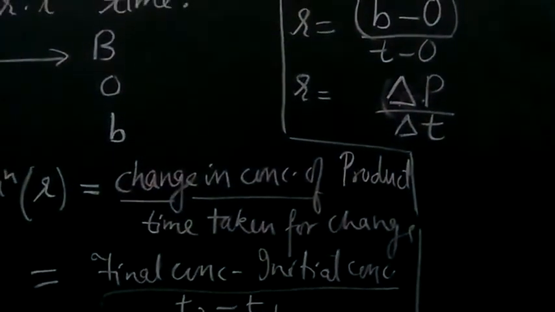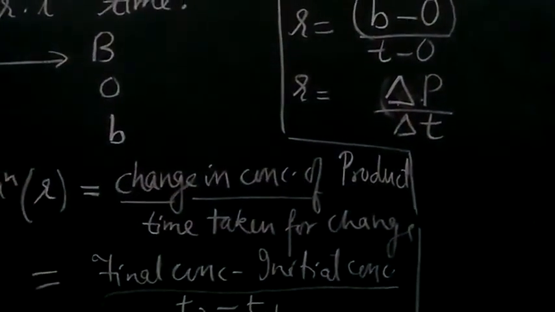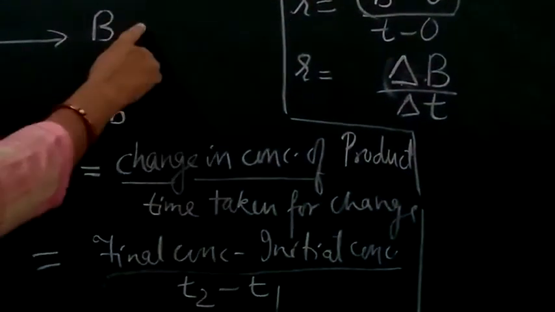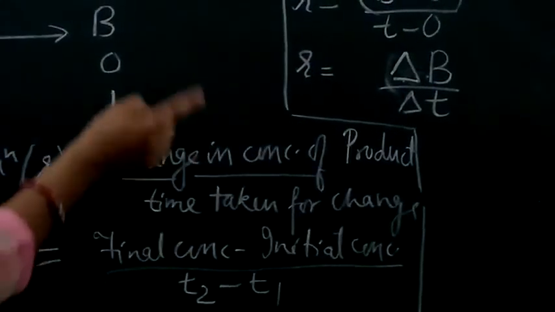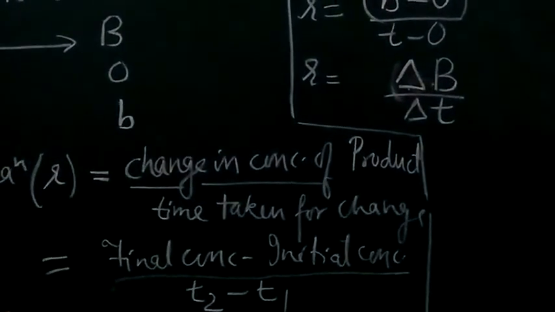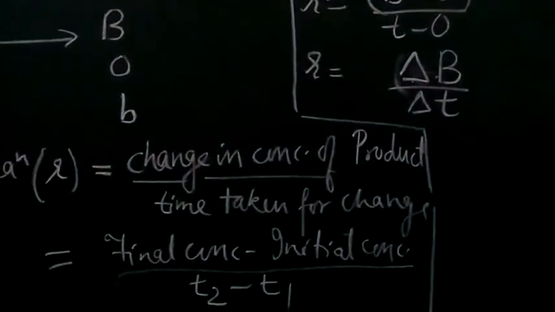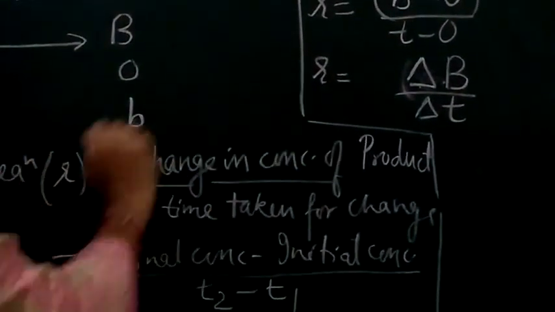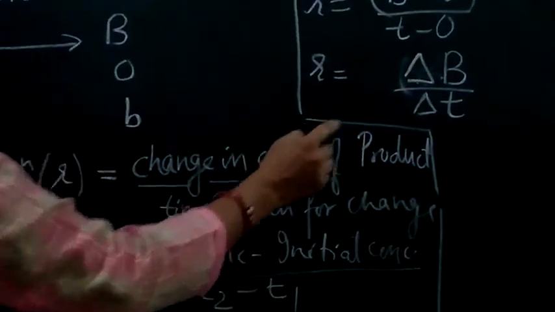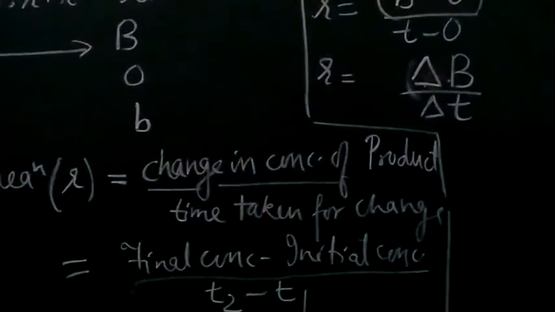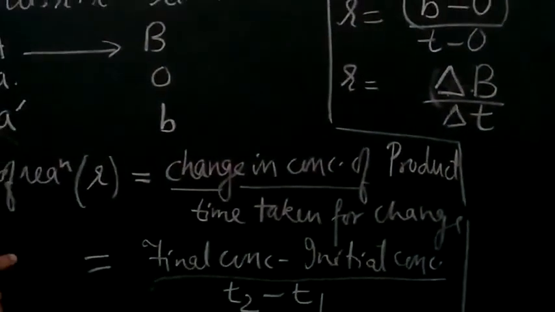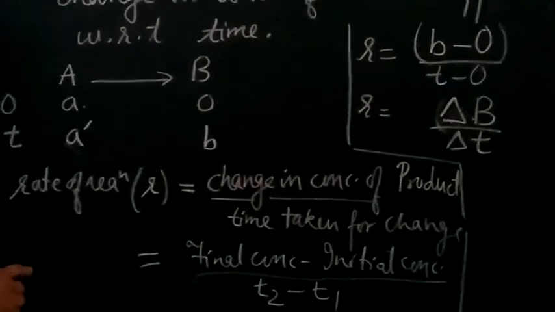So what is delta P here? I am putting B here, as we have indicated product by B. So it is delta B upon delta T. Delta B is the change in the concentration of the product and delta T is the change in the time, that is, time taken for the change. So whenever the rate of reaction is expressed in terms of the product, we don't put any negative sign, because it is expressing the increase in the concentration of the product, right? Whereas when we are expressing the rate of the reaction in terms of the reactant, we will put the negative sign.